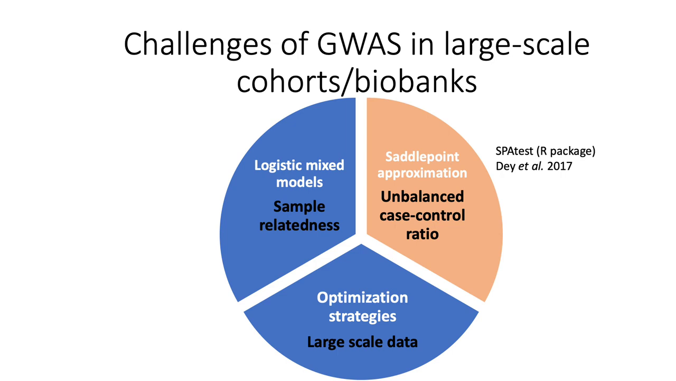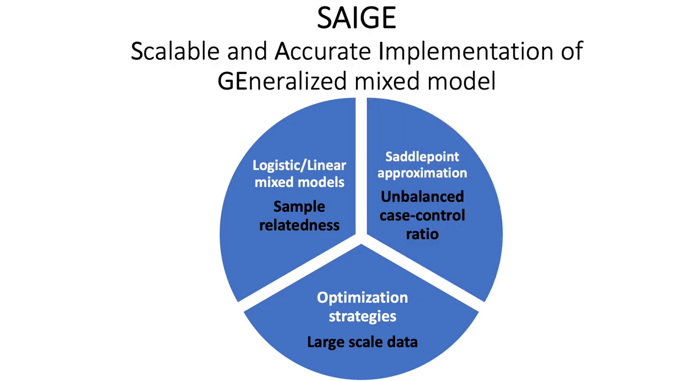And they have implemented this in the SPAtest R package. So for our third challenge, we're going to use the SPA test to account for the unbalanced case control ratio. So in summary, SAIGE can work for GWAS with related samples based on the mixed models, and it can work for large-scale data with those optimization strategies, and it can account for unbalanced case control ratio of binary phenotypes through the saddle point approximation.